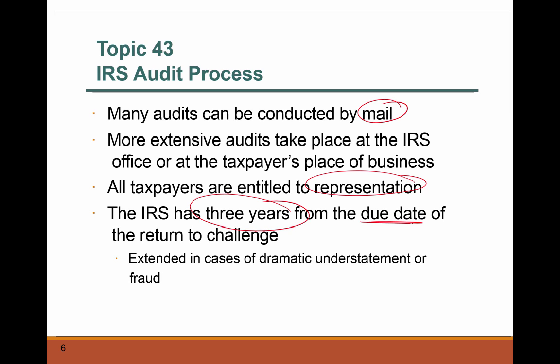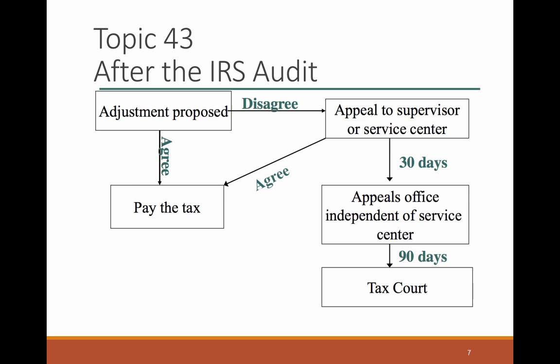And it's usually extended if there's something, like if it's a dramatic understatement or fraud. But I would say when you are in the IRS audit process, the best way is to make sure that the onus is on you as a taxpayer. So if you truly do not have the supporting documentation to prove the number, you are probably more likely going to have to pay whatever fine there is.